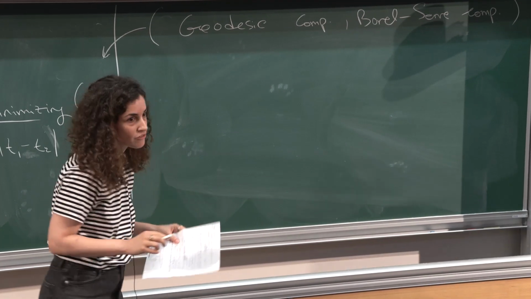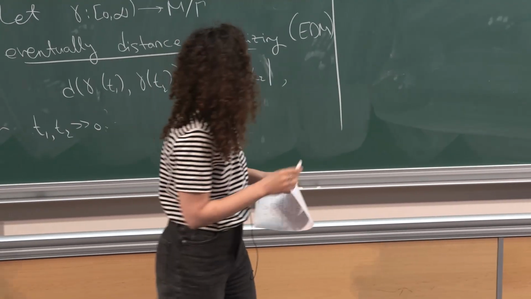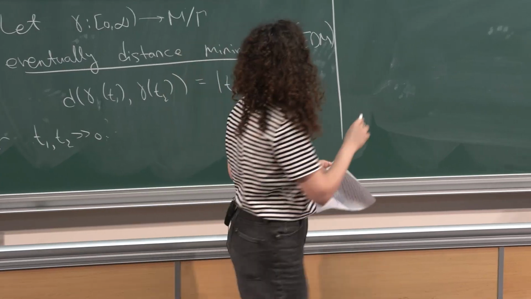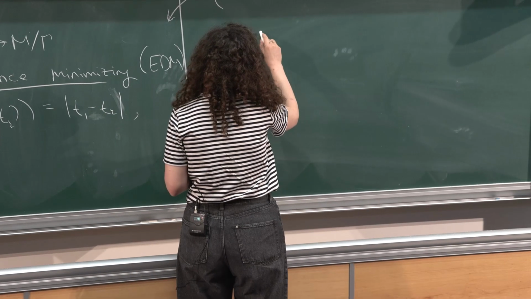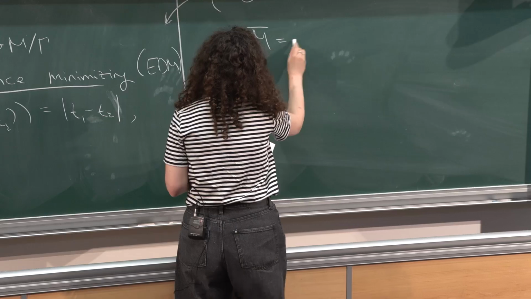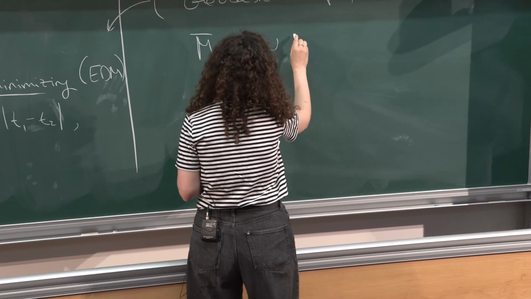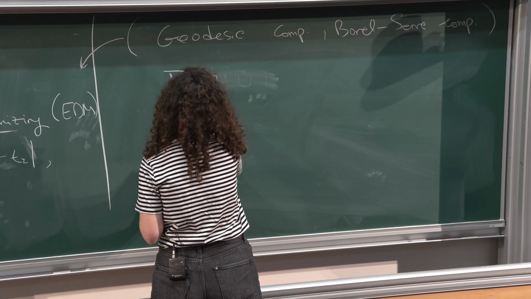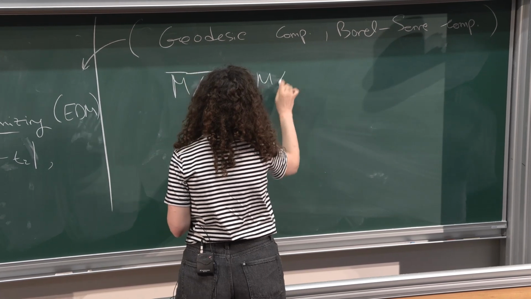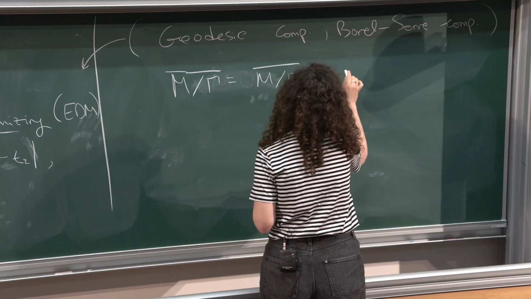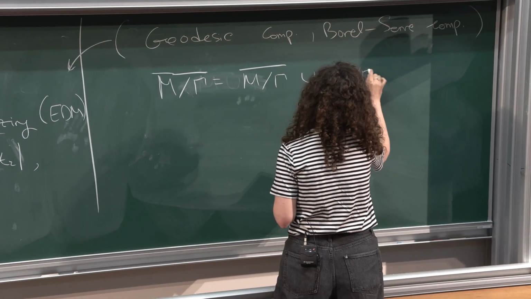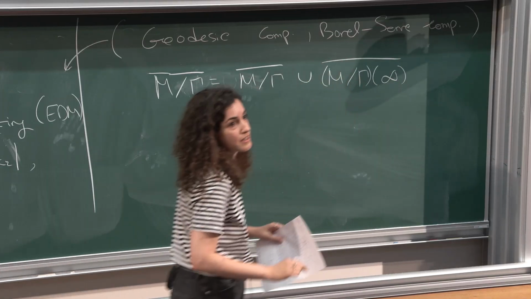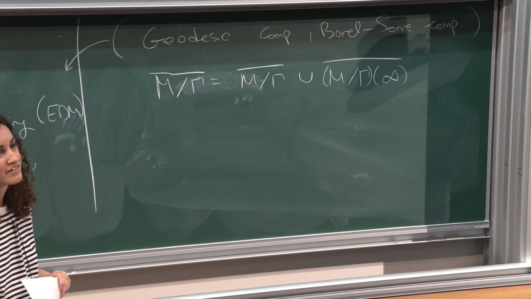Yes. So kind of adding to M mod gamma all of these. The closure of M, which is M mod gamma, the union of M mod gamma with these limit points, these cusps.